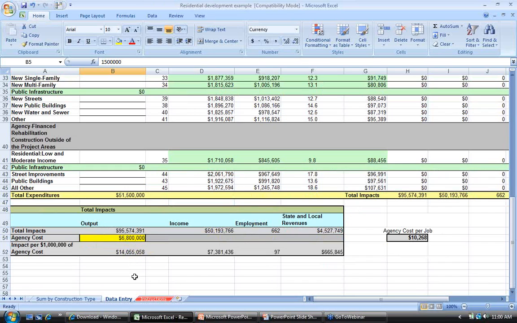So we look at line 52, which is impact per $1 million of agency expenditure, and we got 14 million in output, 7.4 million in income, 97 jobs, and $666,000 in state and local revenues. So this is pretty consistent with what we found for the average for all redevelopment activities in 2006, 2007.